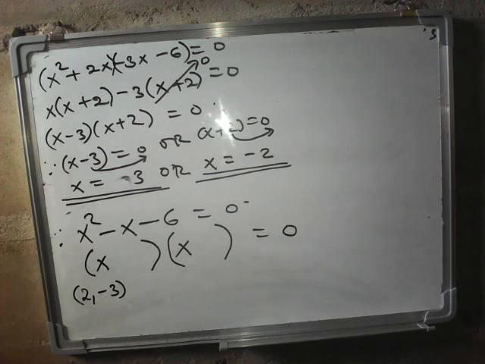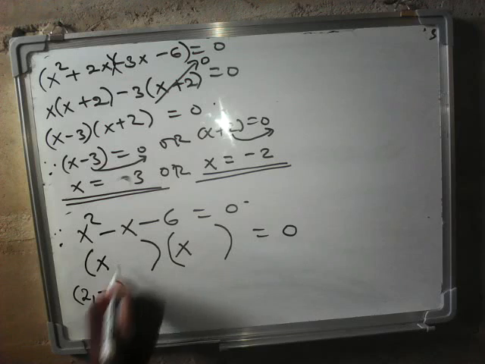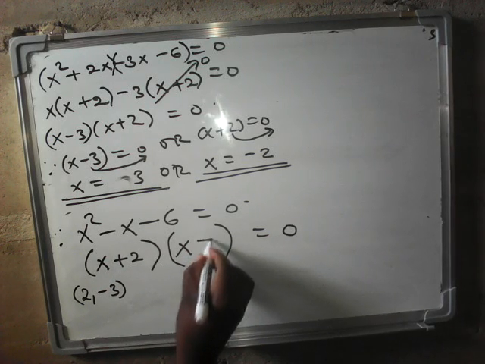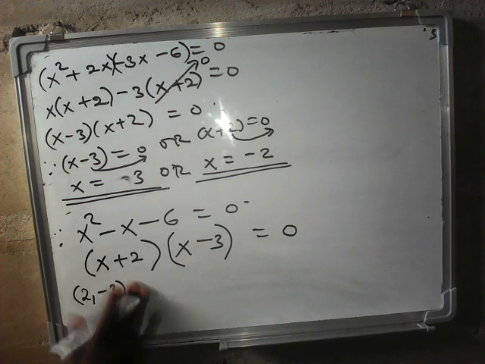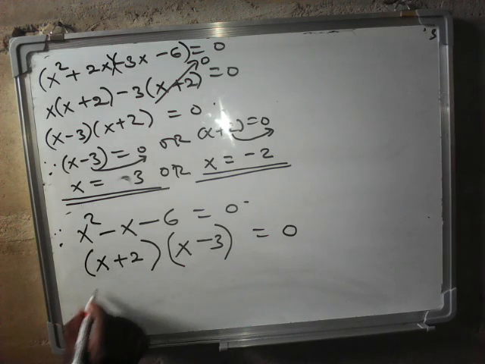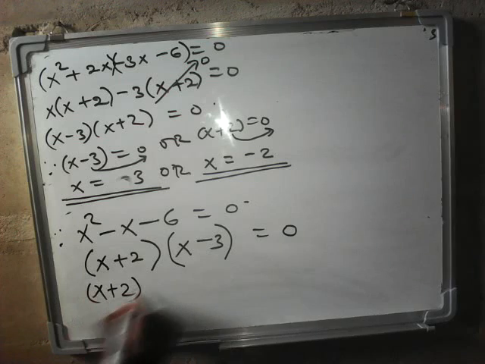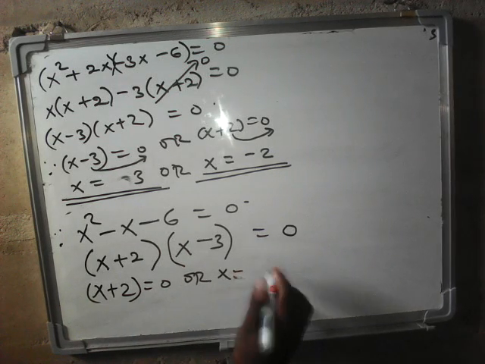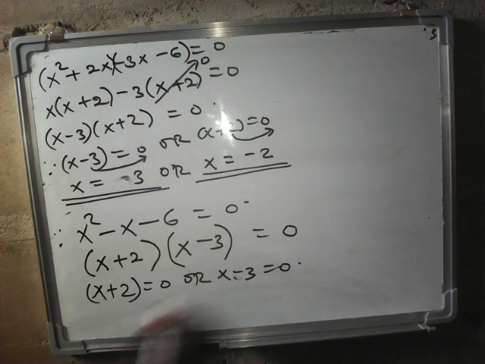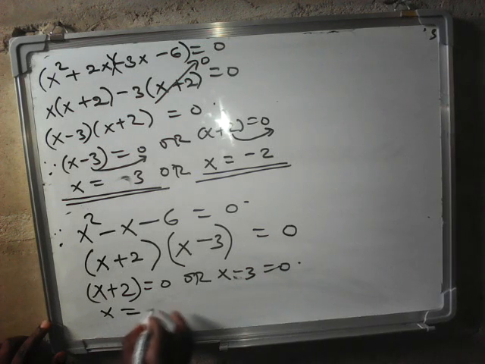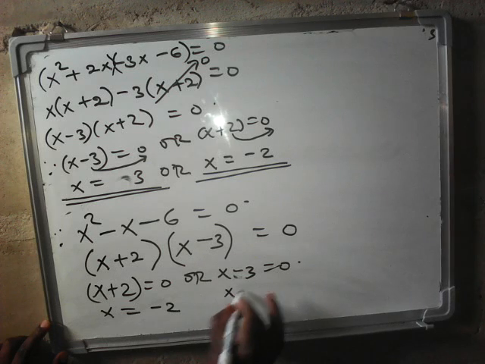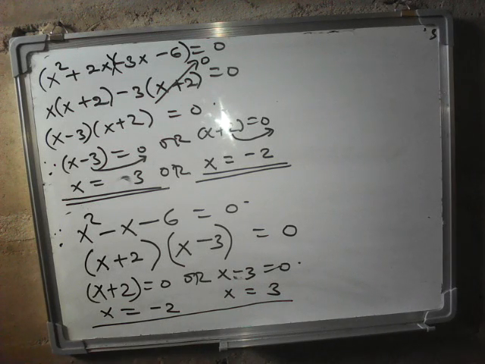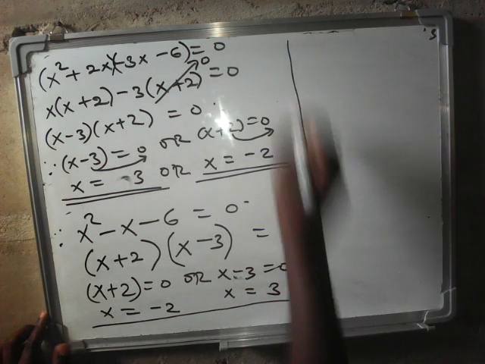So from there, we put them there. So here it is a positive 2. Then here it is a negative 3. Then you say x plus 2 is equal to 0, or x minus 3 is equal to 0. So your x is equal to a negative 2, and then x is equal to 3.